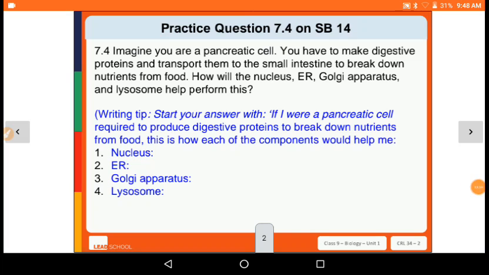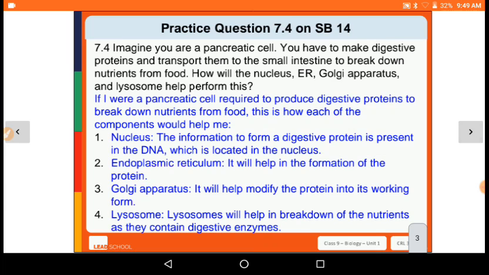Imagine you are a pancreatic cell. You have to make digestive proteins and transport them to the small intestine to break down nutrition from food. How will the nucleus, endoplasmic reticulum, Golgi apparatus, and lysosome help perform this? If we are a pancreatic cell required to produce digestive proteins to break down nutrition from food, then this is how the components would help us. First is nucleus, endoplasmic reticulum, Golgi apparatus, and lysosome.